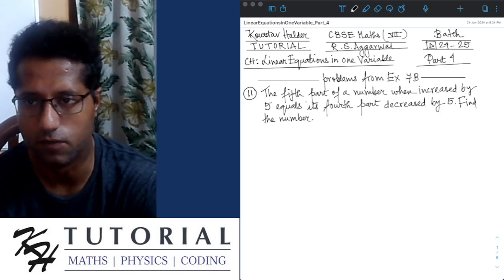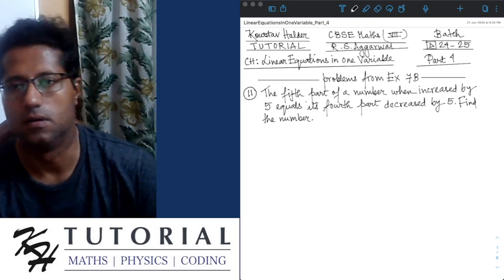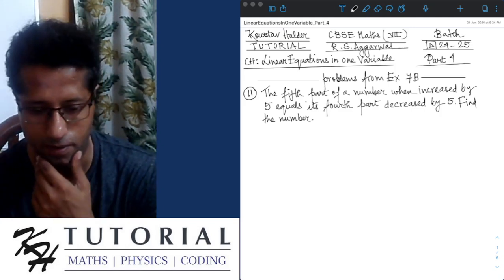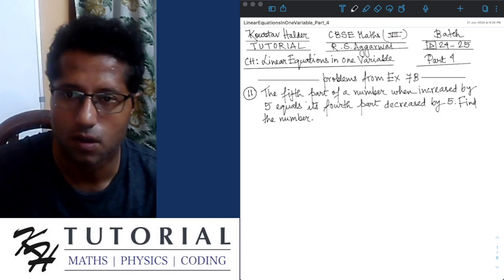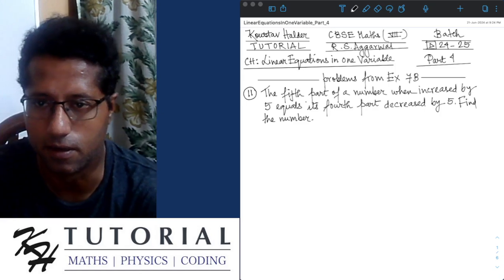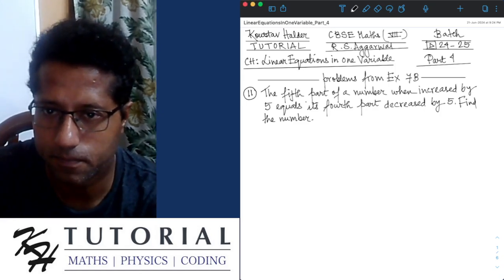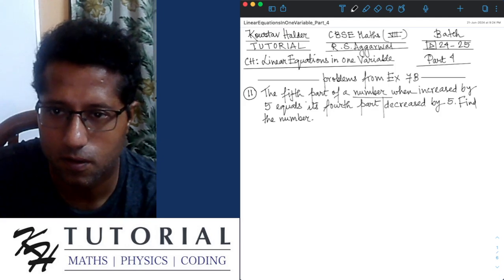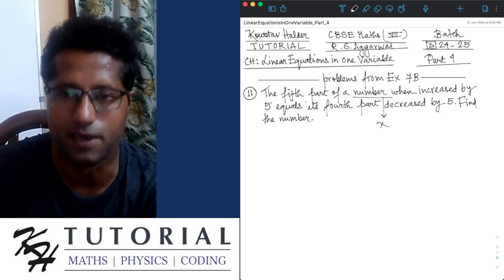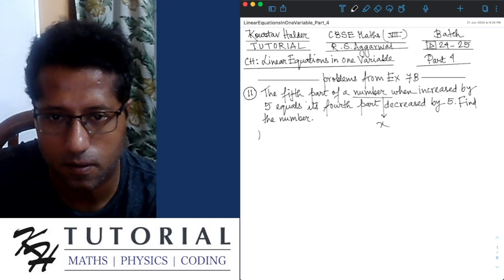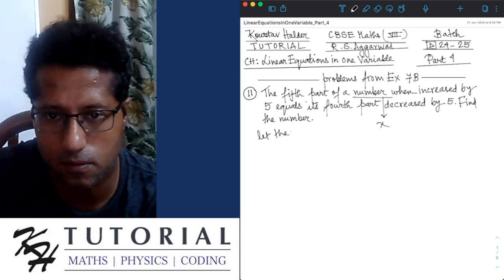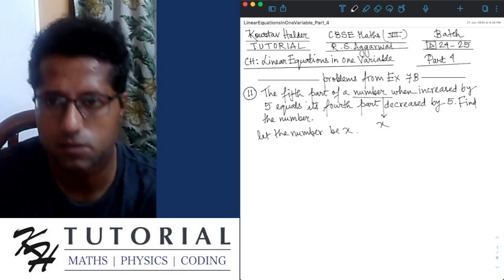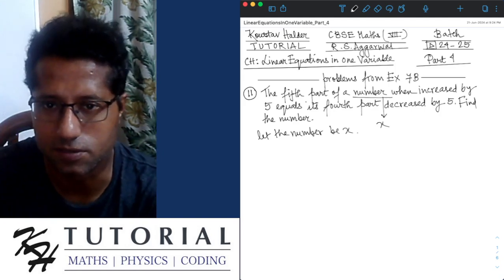statement and understand the words and try to translate what it is trying to say in terms of mathematical operations. So first of all, we can clearly understand that the number is the unknown quantity. This is what we have to find or solve. So we will assume the number to be x. So let the number be x.